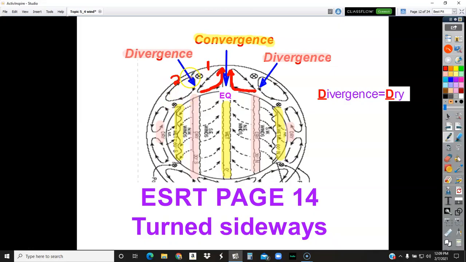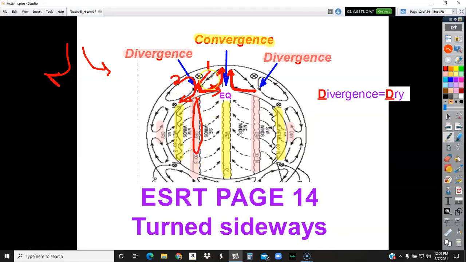This cell's going clockwise, this convection cell. So what's happening here? Well, when you get to the boundary between them, this cell's going down, hits the surface and goes out. This cell's going down, hits the surface and goes out. So right in this section, right here, put an X, that's a divergent zone, because remember divergence is down and out, down and out. So here you have divergence. That creates a dry zone.